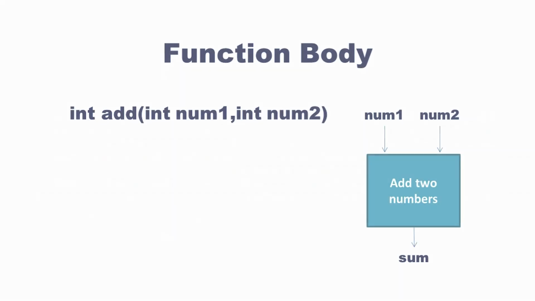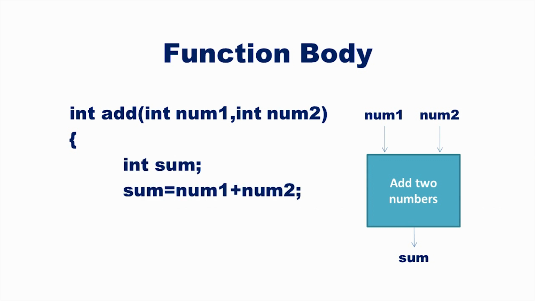Let us now write the function body of the function add. Function body starts with open curly brace. Declare variable sum equal to num1 plus num2, return sum. Close the function body with closing curly brace.